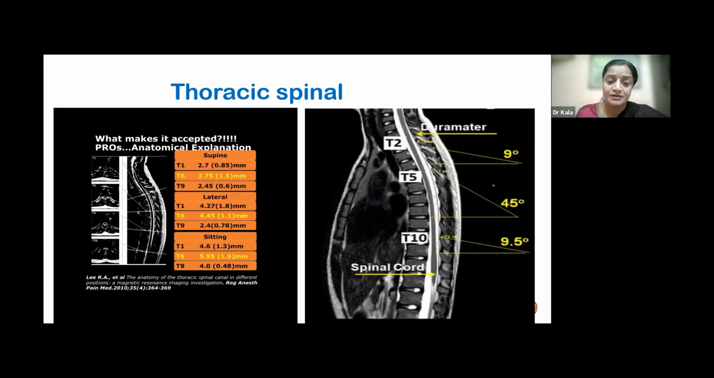Now, what is the main worry of thoracic spinal? According to the textbook or the medical school teaching, it was the risk of neural injury to the spinal cord and the nerve roots, respiratory distress caused by the paralysis of the thoracic muscles, and cephalic spread leading to complete cardiovascular shutdown or collapse in case of total or high spinal.